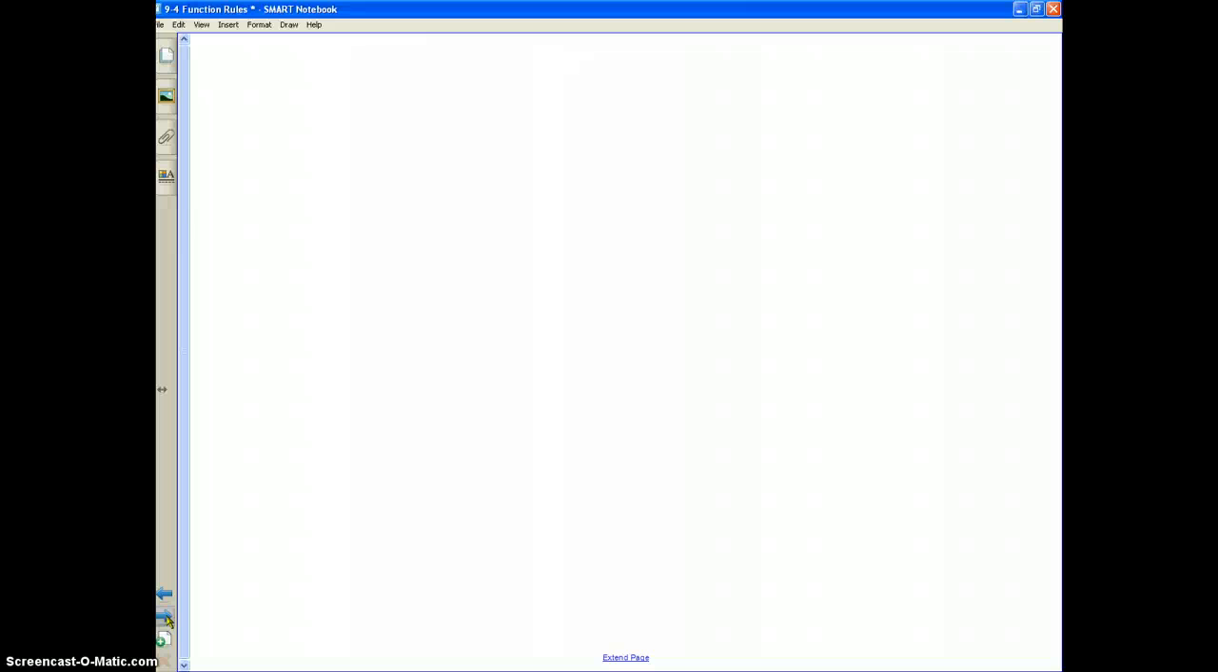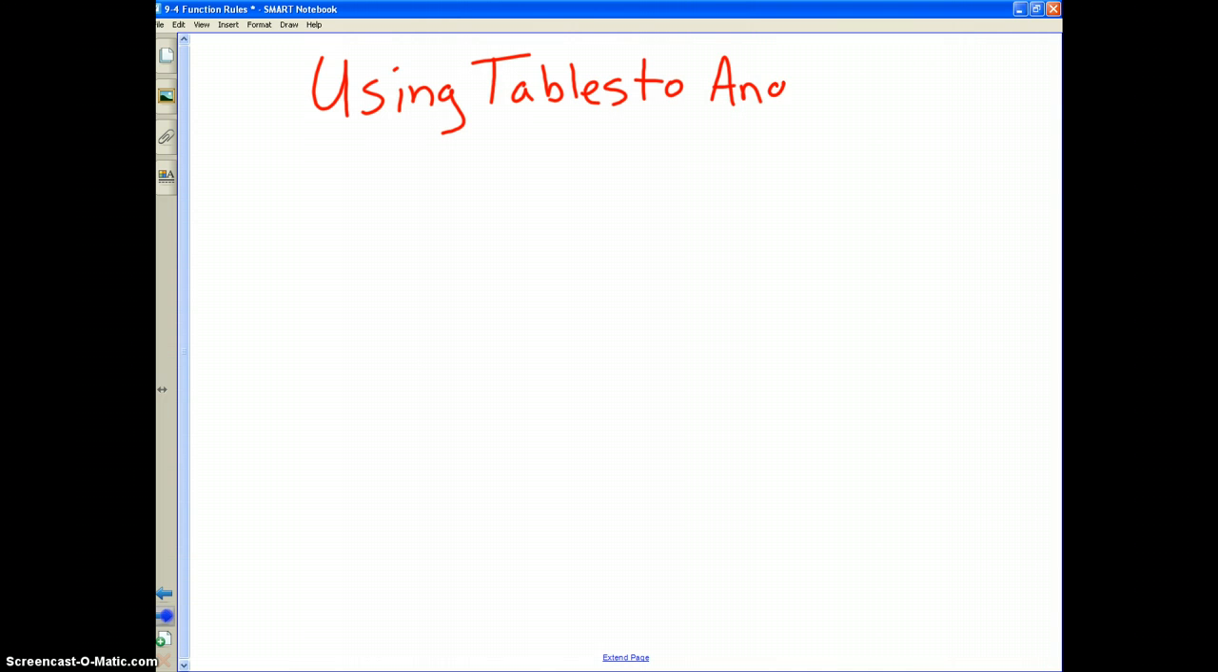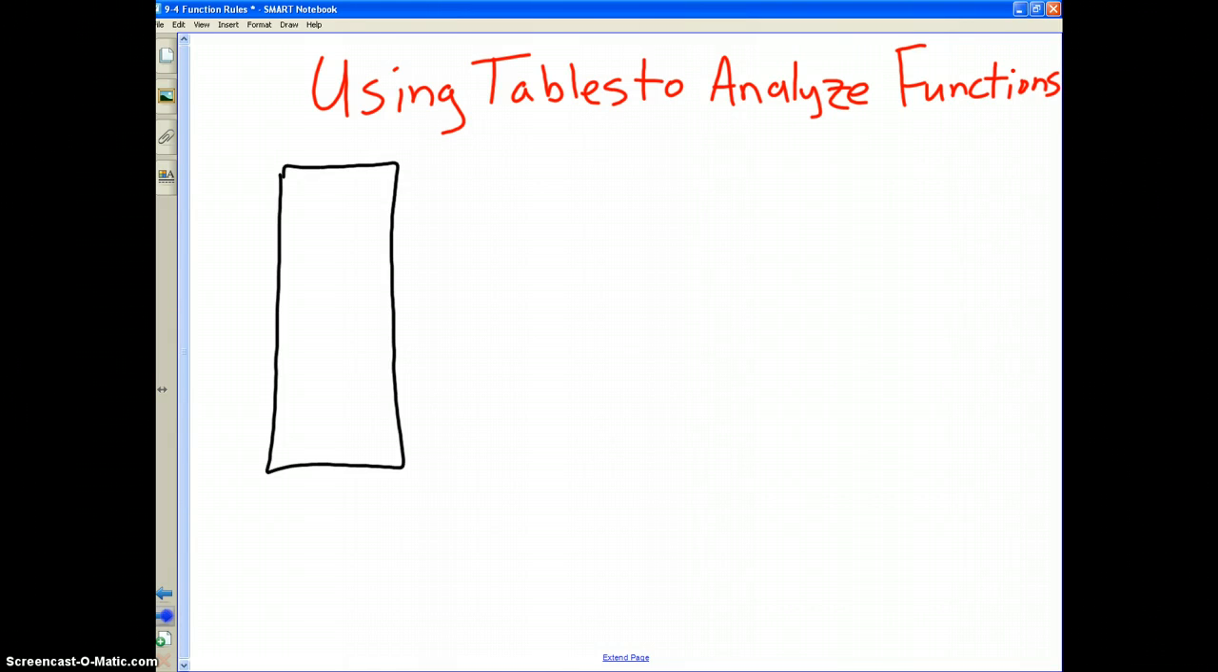All right. The next one will be two smaller tables, under the heading using tables to analyze functions. Our first table on the left here is going to look a little different than what we've had in the past.